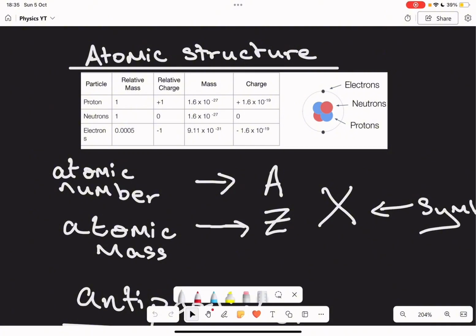Electrons have a relative mass of 0.0005, a relative charge of negative 1, a mass of 9.11 times 10 to the power of negative 31, and a charge of negative 1.6 times 10 to the power of negative 19.